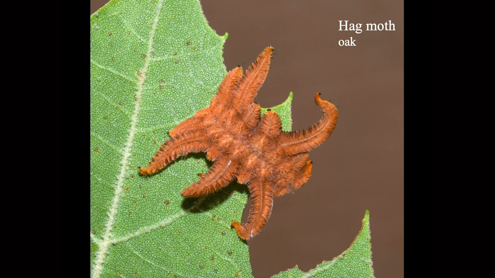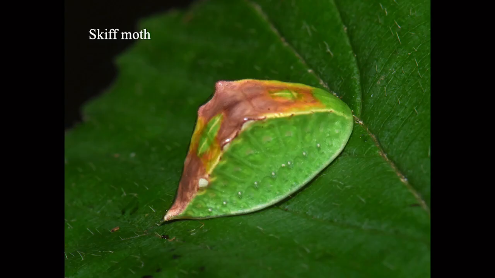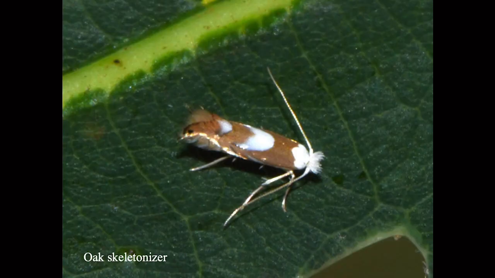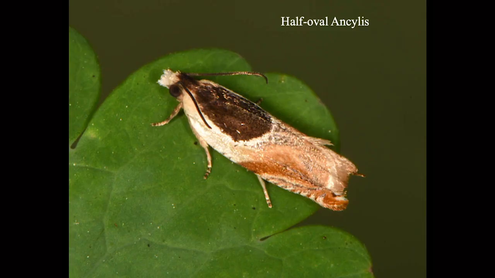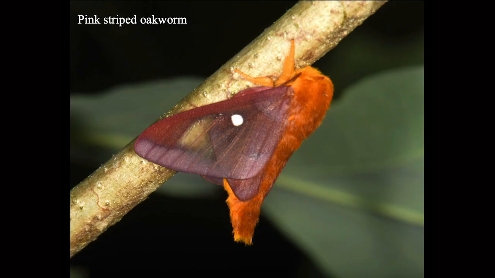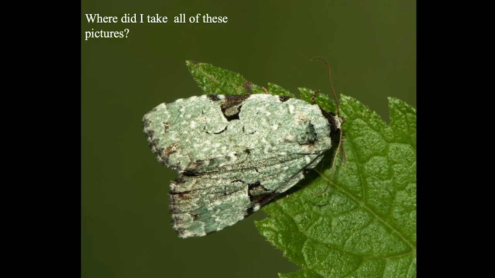Then the most powerful plant of all, oaks, produce the hag moth, the red wash prominent, the white dotted prominent, spiny oak moth, the skip moth, the white blotch heterocampa, the oak skeletonizer, the solitary oak leaf miner, the crown buccalatrix, half oval ancylis, pink-striped oakworm, and my favorite, the spun-glass caterpillar, plus literally hundreds more species on your oaks. Where did I take all those pictures?